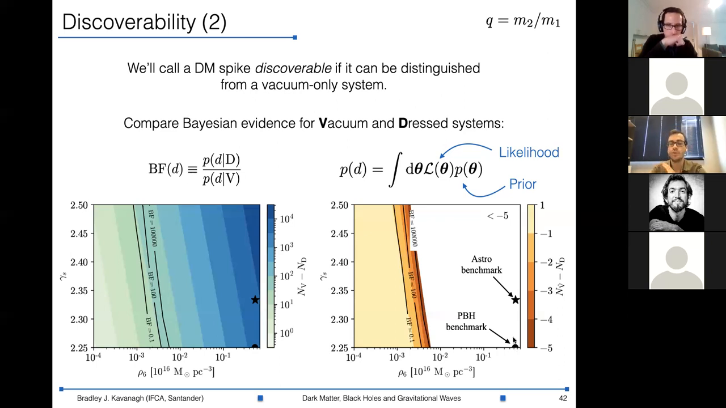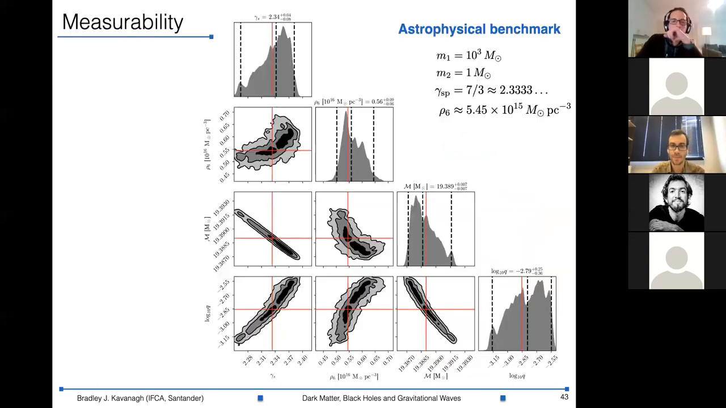So these things would certainly be distinguishable from just a solo vacuum system with no dark matter. No vacuum system would look like these systems that we're looking at. And the final thing is measurability.